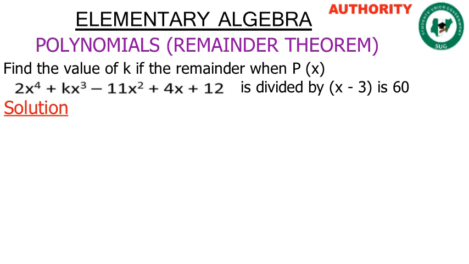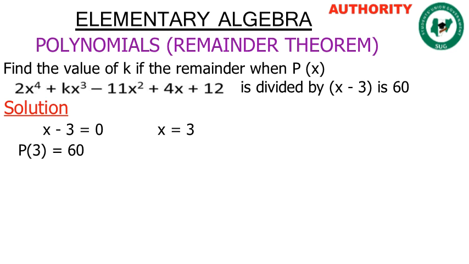For this question, I want you to pay attention to what we are going to do. Our divisor is x minus 3, so equate it to 0. We have x minus 3 is equal to 0. Make x the subject, so x is equal to 3. As x is 3, wherever we see x in our dividend, we replace it with 3. So p of 3 is equal to our remainder, which is 60.